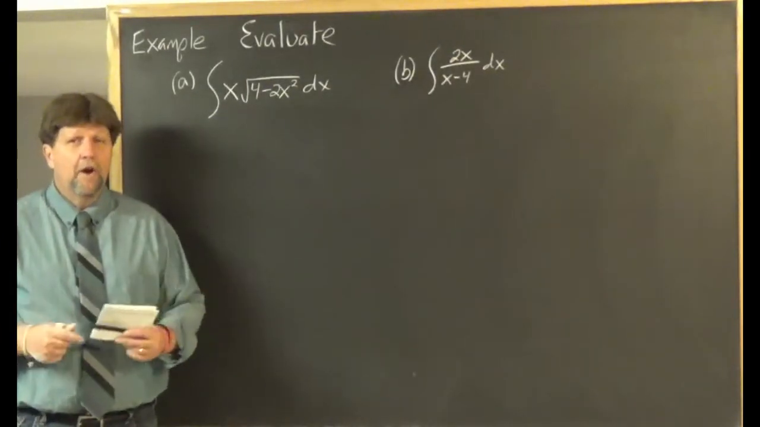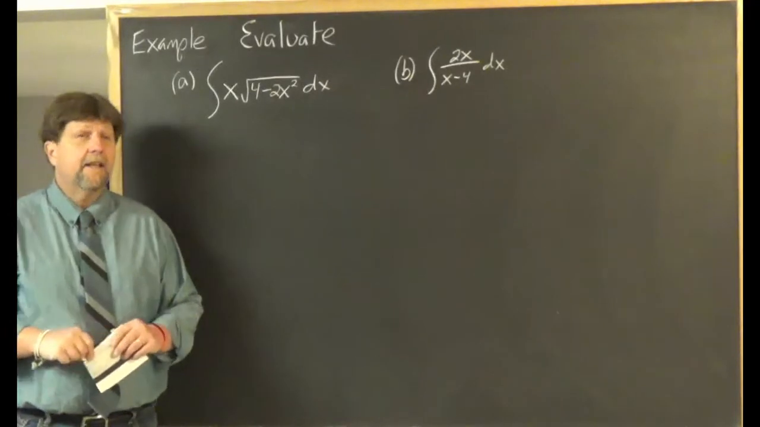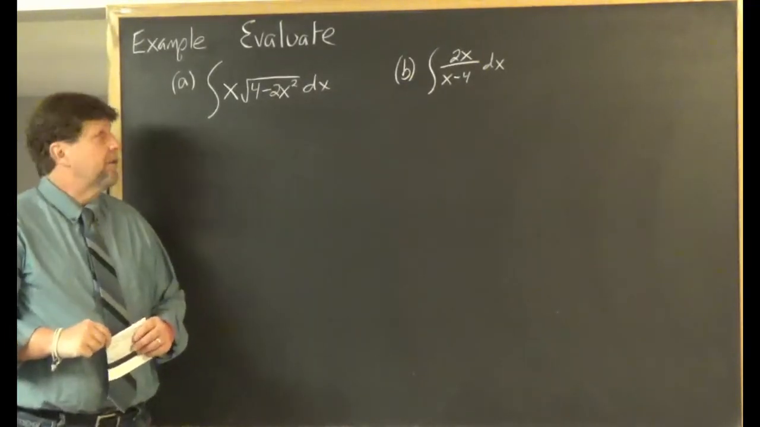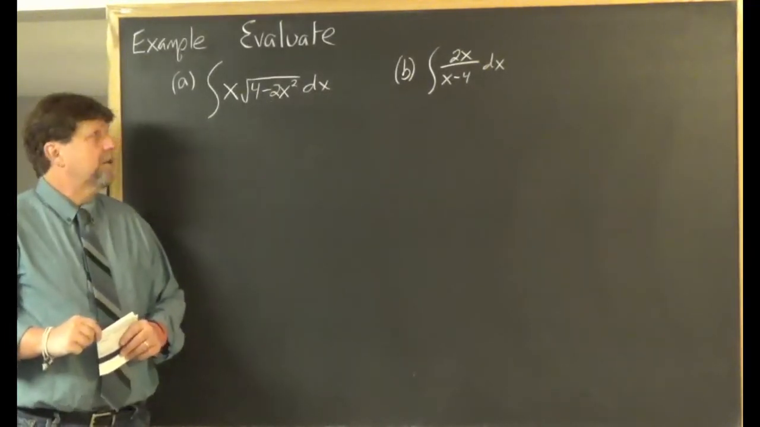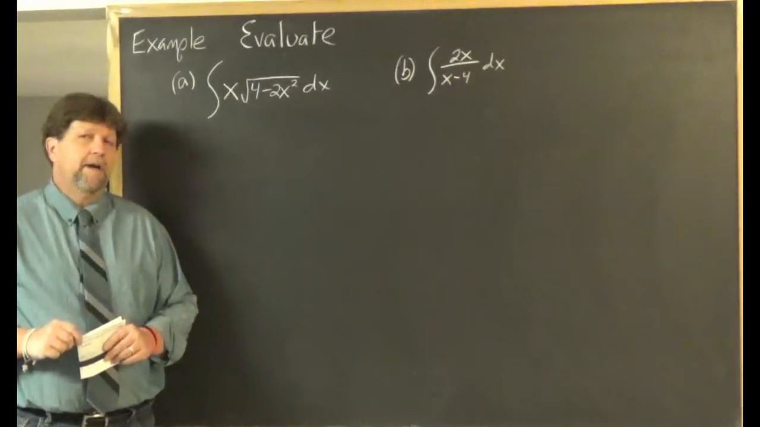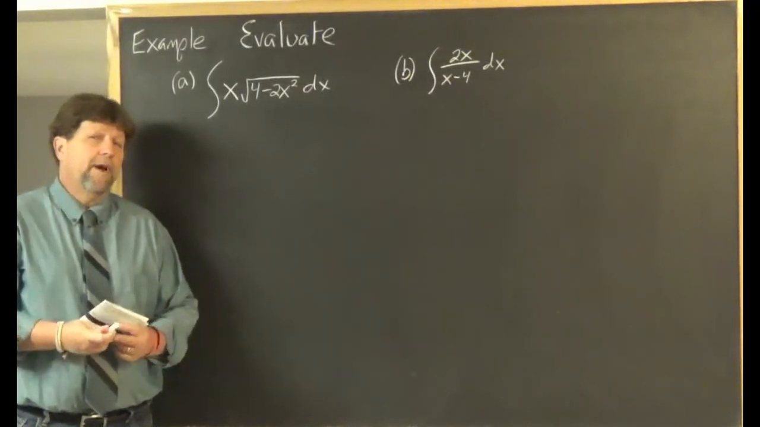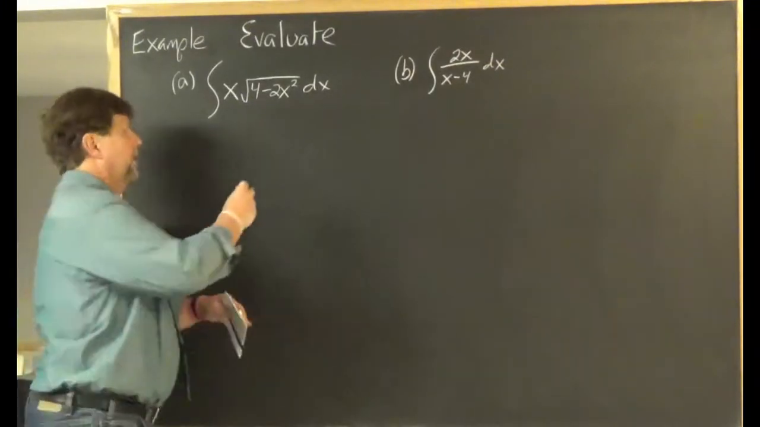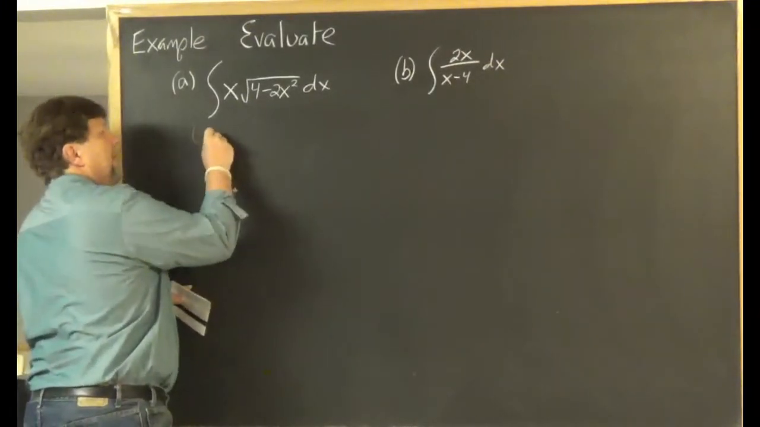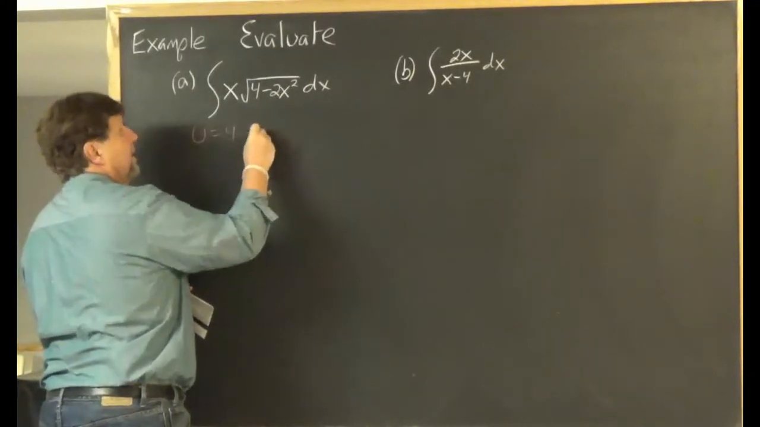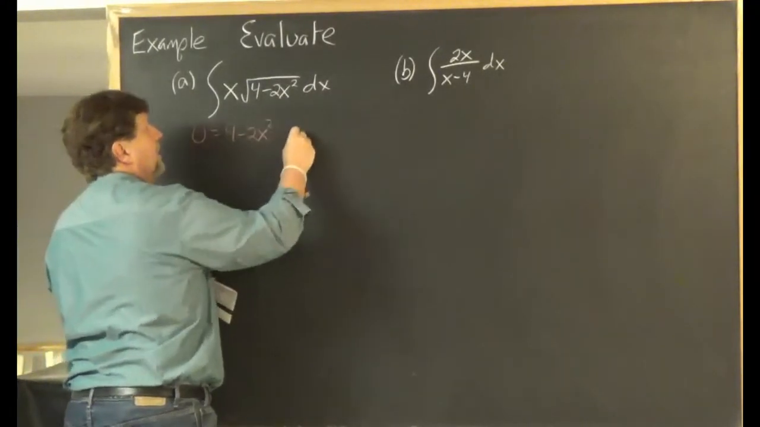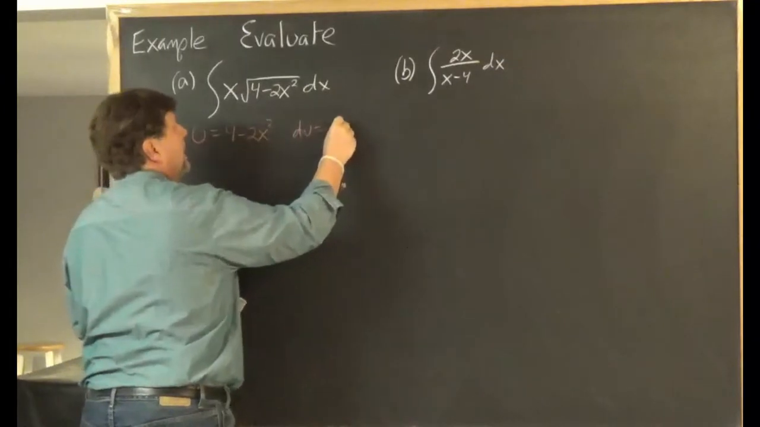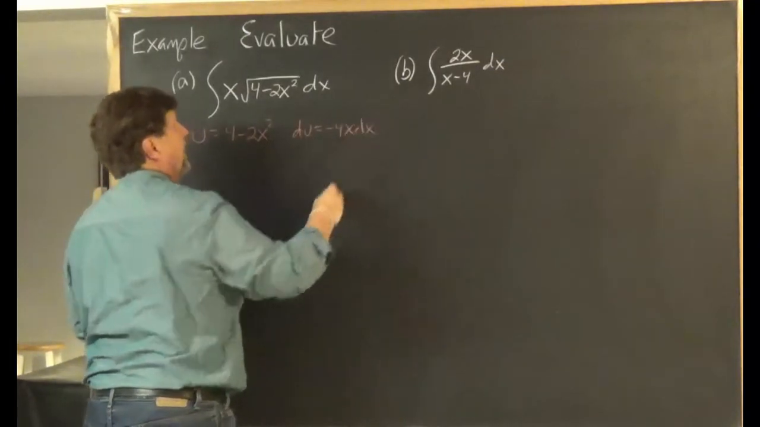So here we are. Hopefully you did both of them like I asked. Part A was you were asked to integrate x times the square root of 4 minus 2x squared dx. Well, straight away the first thing I notice is if I let u equal what's under the radical, so if I let u equal 4 minus 2x squared, then du is negative 4x dx.